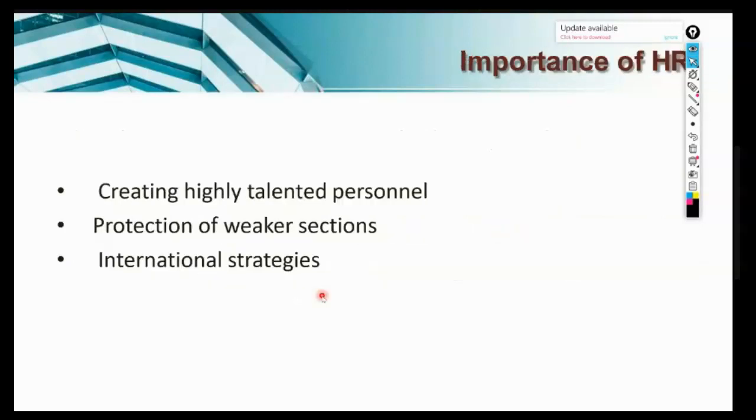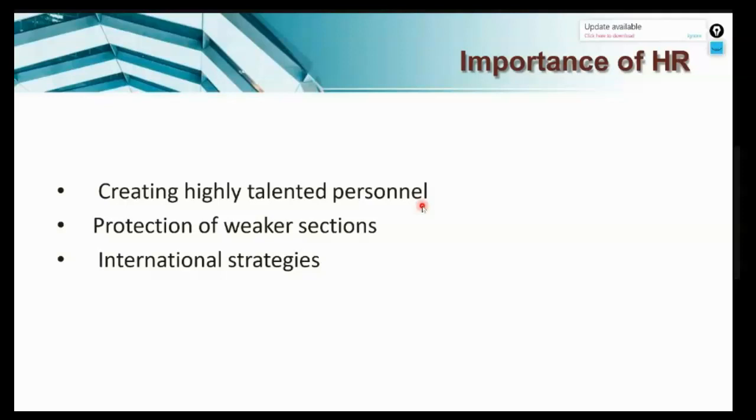Okay. So the next important question is, what is the importance of human resource planning? Why are we doing it? Very simple. What is the purpose of doing it? So the first thing is creating highly talented personnel. Any company, when they are thinking of HRP, needs to understand the importance of HR also. We need to understand the importance of HRM also.